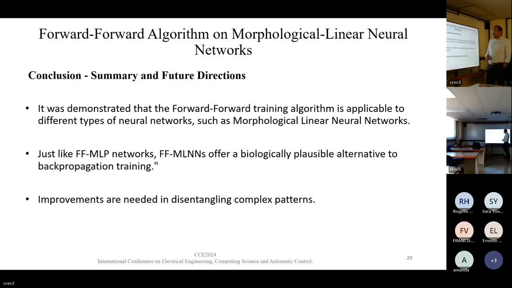In conclusion, we demonstrated that the forward-forward training algorithm is applicable to different types of neural networks, for example our proposal, the morphological linear neural network. And just like the original architecture, the forward-forward morphological linear offers another biologically plausible alternative to backpropagation training. Of course, we need to improve the disentangling results in complex patterns.